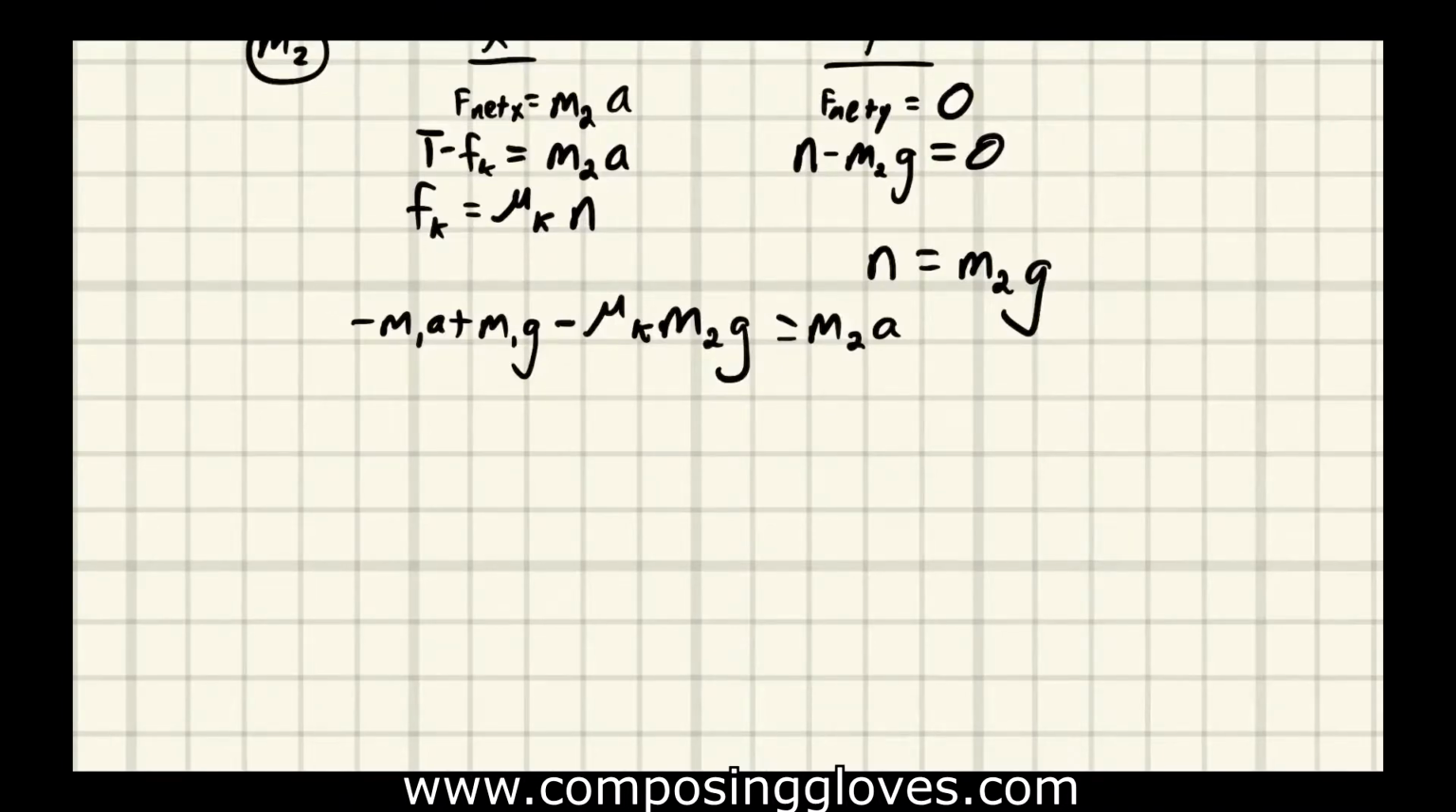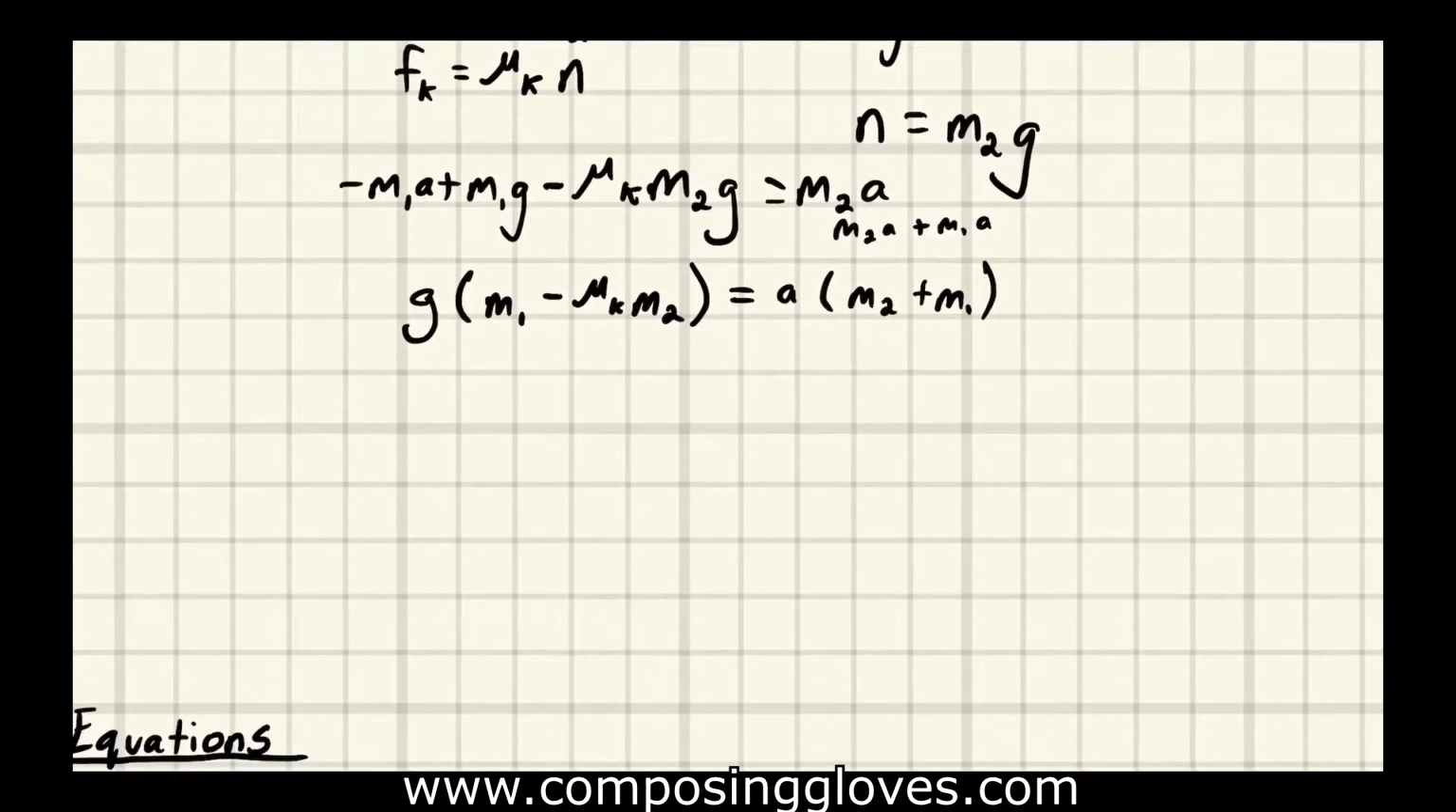So first thing is, I'm going to move this term over here, and I'm going to factor this G out at the same time. So I'm doing two things at once. Little warning for you. So I'm taking the G out, and I get M1 minus mu sub K M2, right? That's equal to, this is going to be M2A plus M1A. I'm going to factor the A out and get M2 plus M1. And then we simply divide. So we have G times M1 minus mu sub K M2 over M2 plus M1 equal to A. And we have done it.